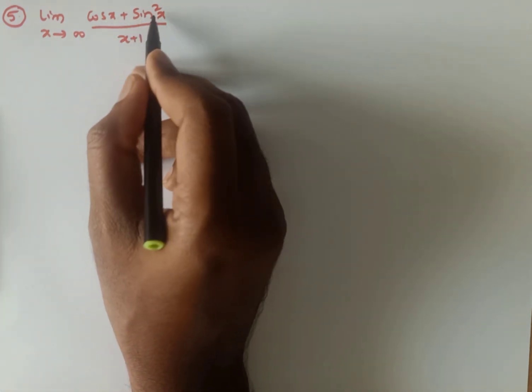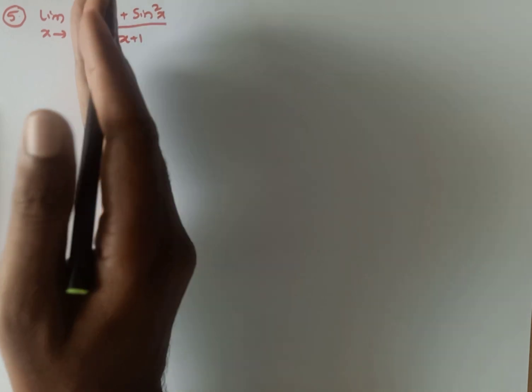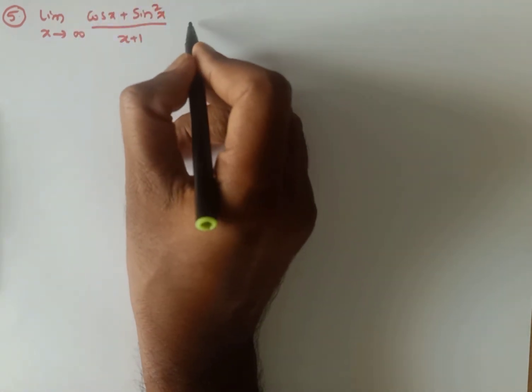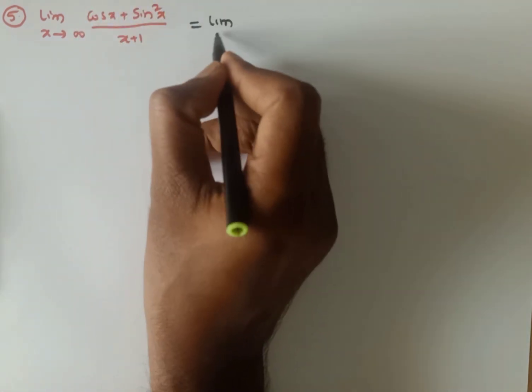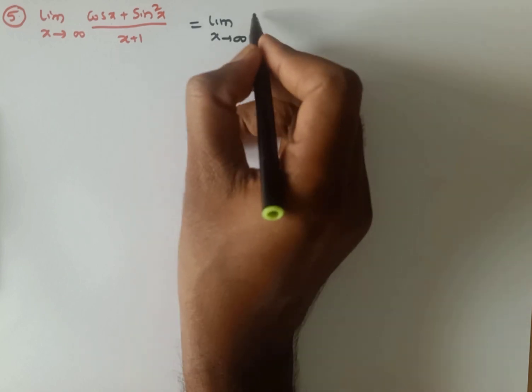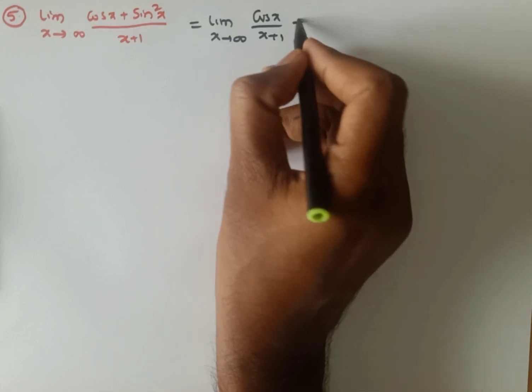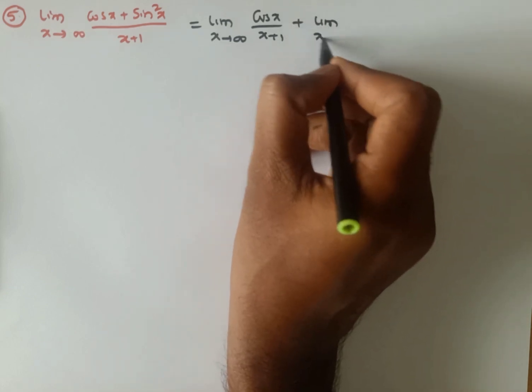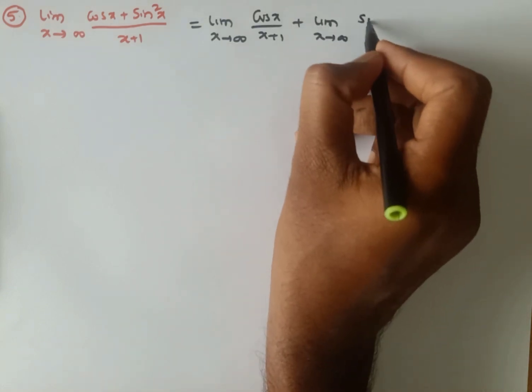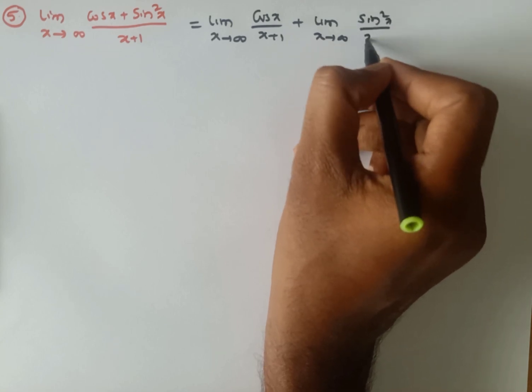So it is an f plus g form, so you can write it as the limit as x tends to infinity of f of x plus g of x. So here I am writing this as the limit as x tends to infinity of cos x by x plus 1, plus the limit as x tends to infinity of sin square x by x plus 1.